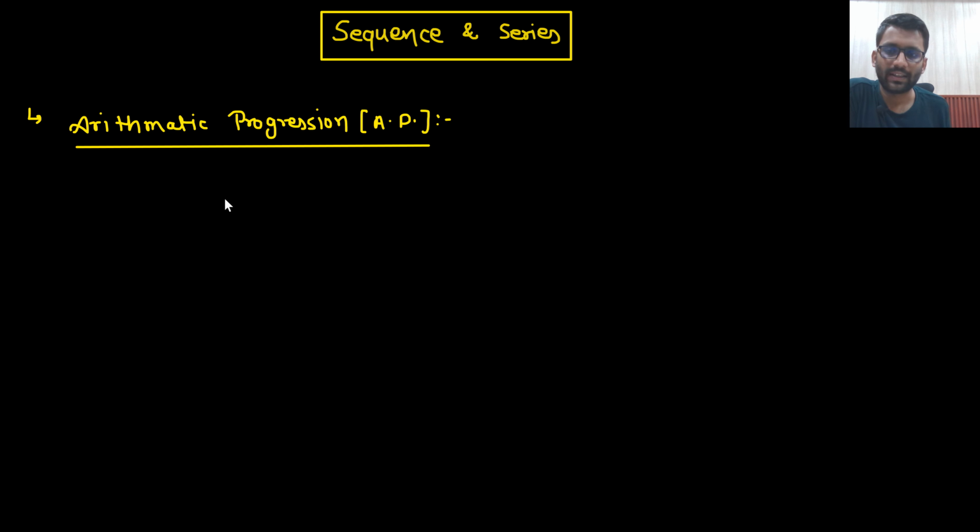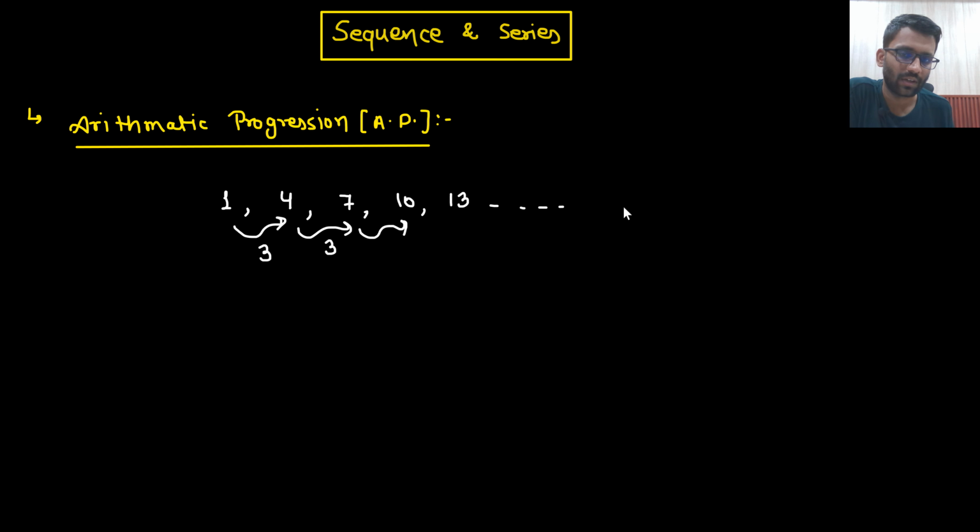What does that mean? Let's just say my first term is 3. Then my next term is, let's just say, 4. That means the difference is 3 here. So now this difference will remain same. So next term will be 7. Next term will be 10. Next will be 13 and so on. It will keep on going in this manner. So there should be a common difference.